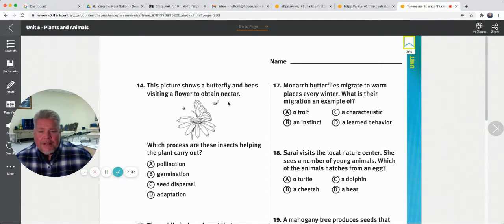All right, number 14. Here's a butterfly and some bees visiting a flower to obtain nectar. What process are these insects helping the plant carry out? We just talked about, didn't we? Those little insects land on the flower and get the pollen on them, and then they go take it to another flower. So that's pollination, moving that pollen from one flower to another. Pollination.